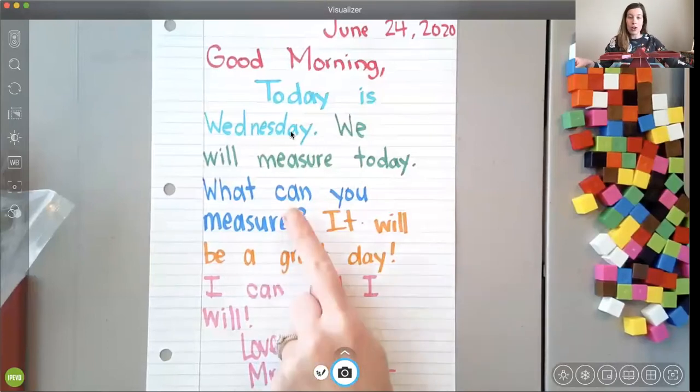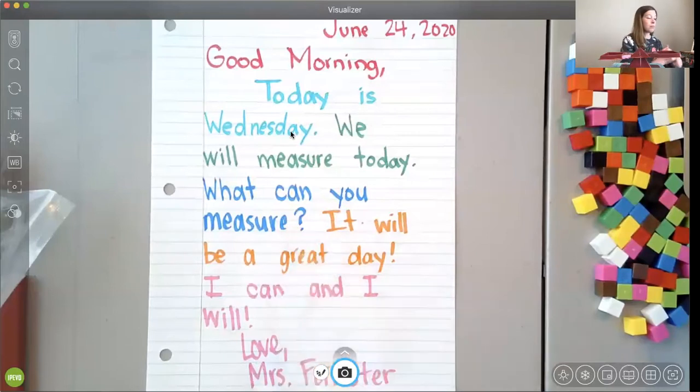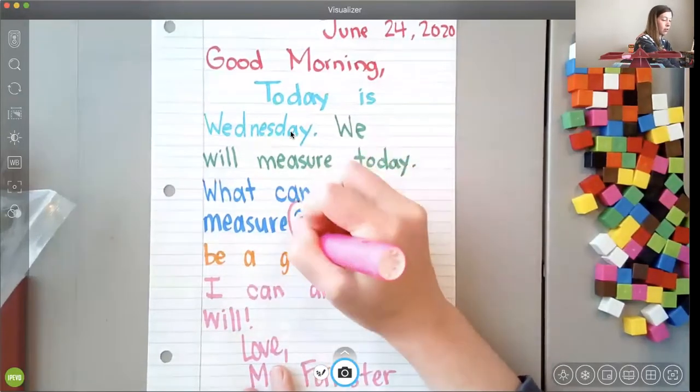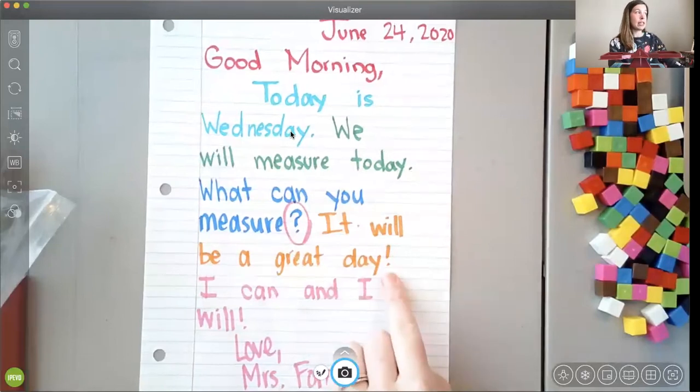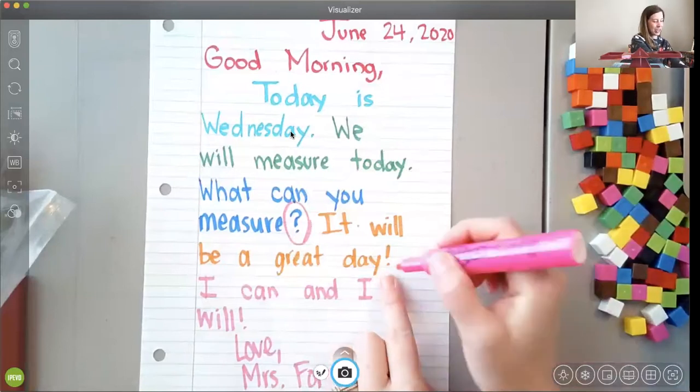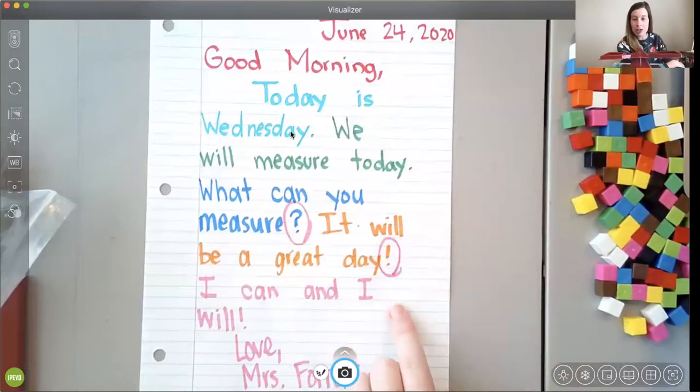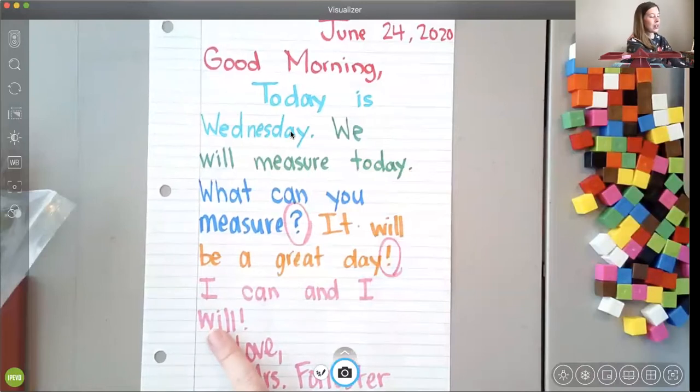Alrighty, so let's go ahead. I just pointed out the question mark, so we will circle that. What is this exclamation point called? Right here, this orange one, I'm pointing to it. What is this punctuation mark called? You're right. It's an exclamation point. Do you see another exclamation point on my board? Me too. What's the sight word that it's after? It's after will. Good.